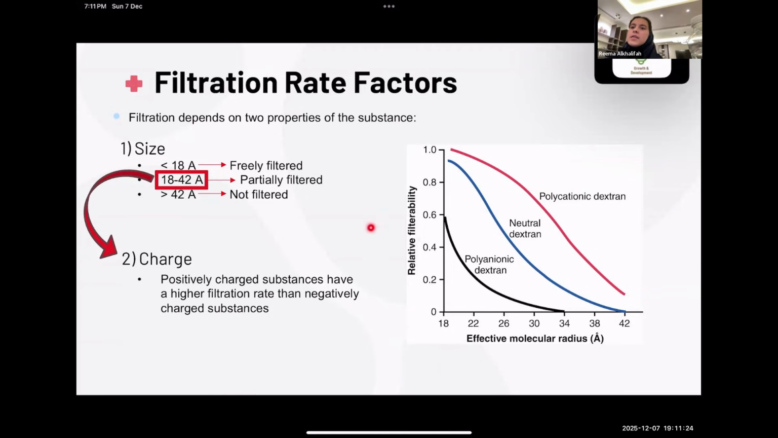Now, let's put this into the graph. This is a neutral substance. Now, notice this graph is only from 18 to 42 molecular radius. Now, let's take 26, for example. This is the negatively charged substance, and this is the positively charged substance. What do you notice? You notice that the positively charged substances filter more than the negatively charged substances. This is at around 0.1 filtrability, and this is 0.9. So keep that in mind.